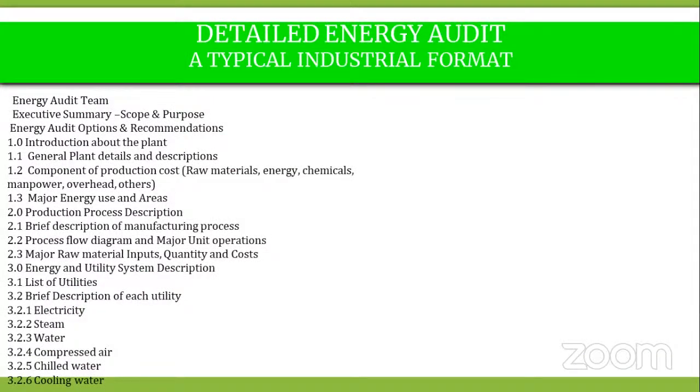Now, the detailed energy audit, a typical industrial format. Whenever we prepare a report, the report needs to carry such information. The energy audit team who conducted the audit, their qualifications and their experience, all need to be put in the paper so that readers know who the audit team is. Then the executive summary of the scope and purpose. It is very important that whenever we write information, it has a scope and serves the purpose.